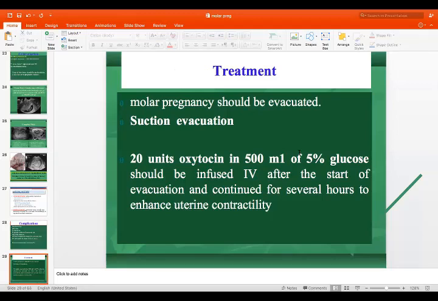So how can we treat molar pregnancy? The gold standard for the treatment of molar pregnancy is suction evacuation. This is the gold standard. Not curettage, only suction evacuation. Whenever we are going to do suction evacuation, we start 20 units of oxytocin in 500 ml of 5% glucose, which is started IV before the start of the evacuation and continued for several hours to enhance uterine contractility.